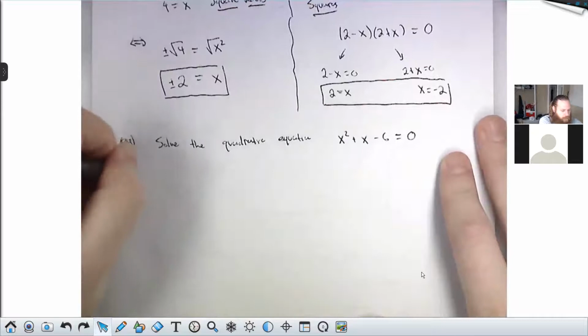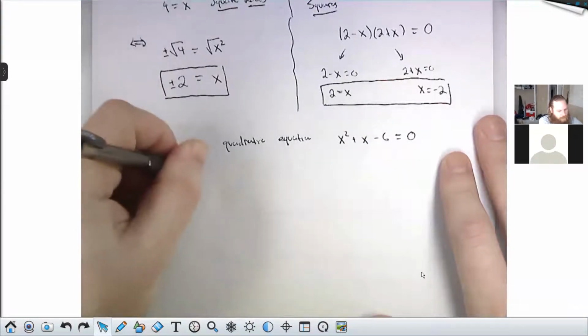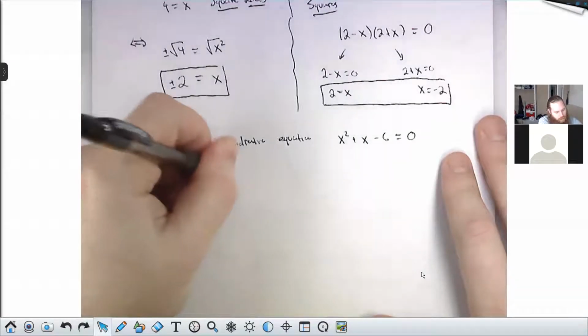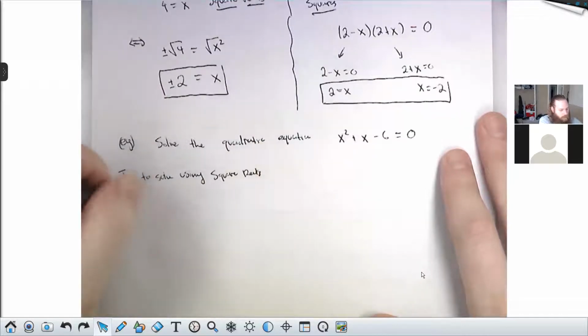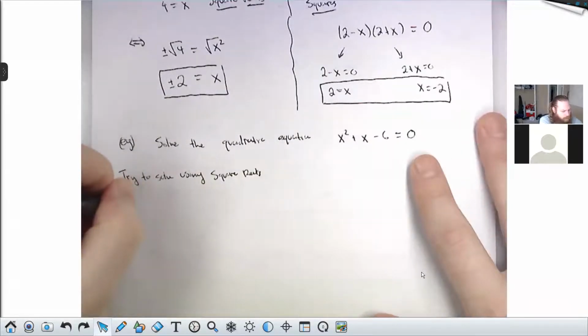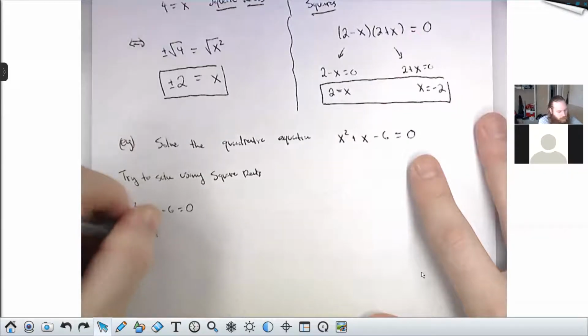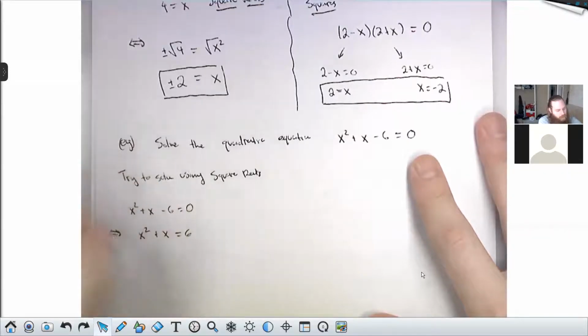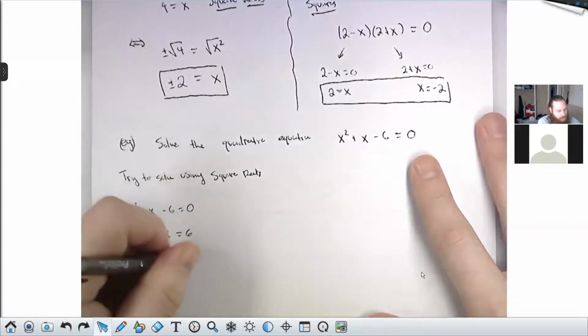we run into real trouble here. You can isolate the x squared, so you have x squared plus x minus 6 equals 0. You can add 6 to both sides. You get x squared plus x equals 6. And then you can subtract x from both sides. So you get x squared equals 6 minus x.